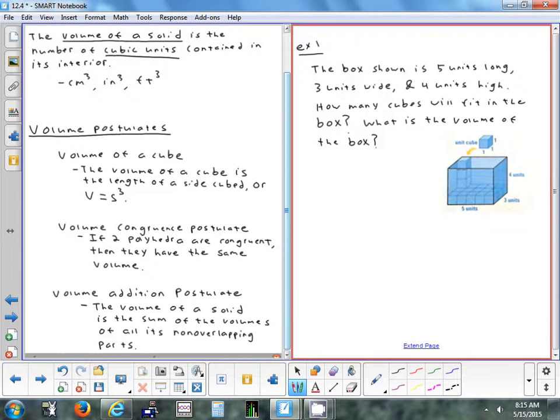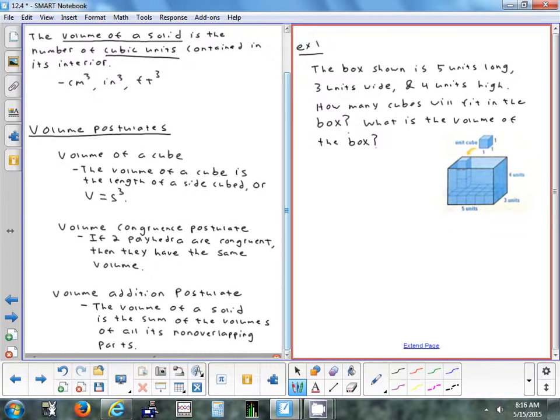So here's a box. This diagram is in your book, on page 743. It's a little clearer in your book. It says the box shown below is 5 units long, 3 units wide, and 4 units high. Basically, we want to know how many cubes that are 1 by 1 by 1 you could stack inside that box.